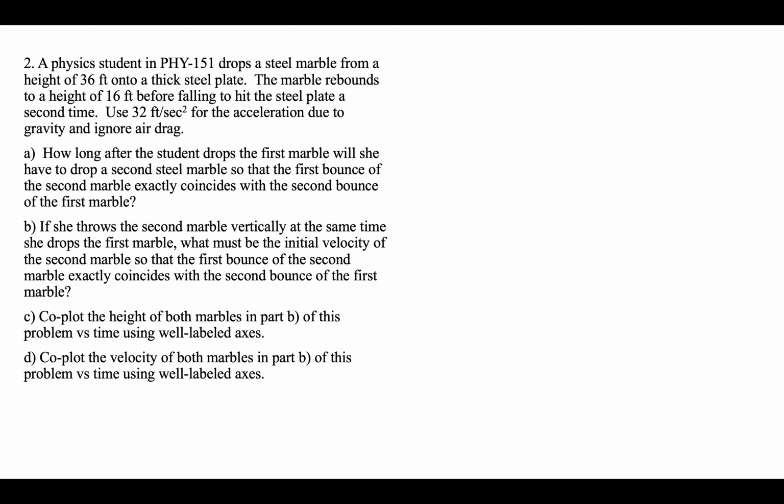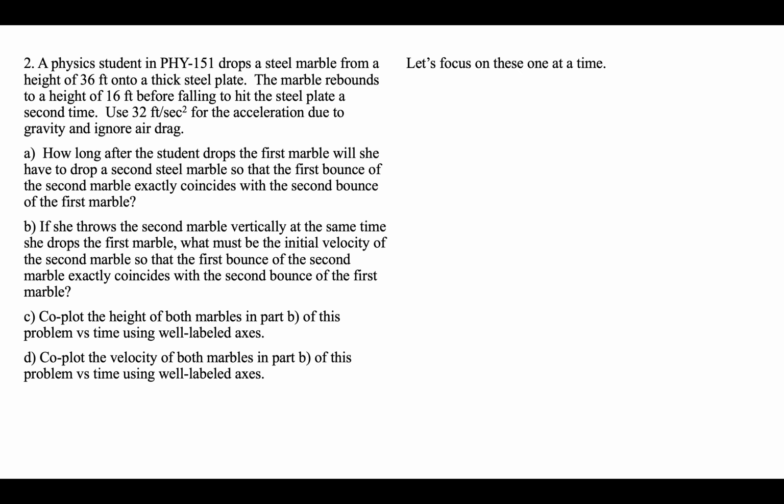On to problem 2. A physics student drops a steel marble from 36 feet onto a thick steel plate. The marble rebounds to a height of 16 feet before falling a second time to hit the plate again. Use 32 feet per second each second for the acceleration due to gravity. Ignore air drag.